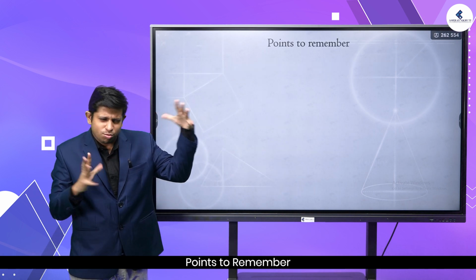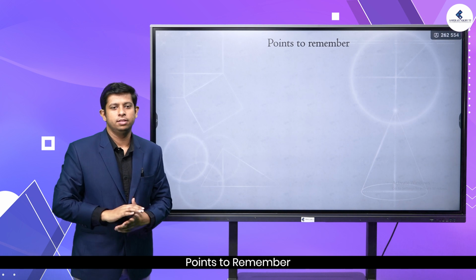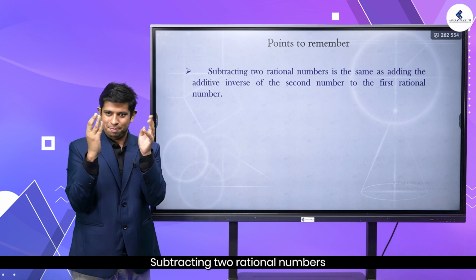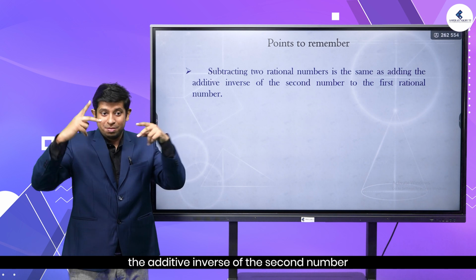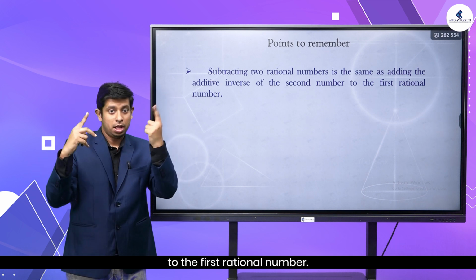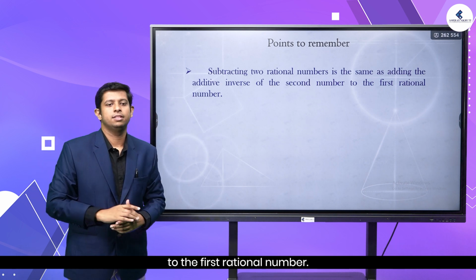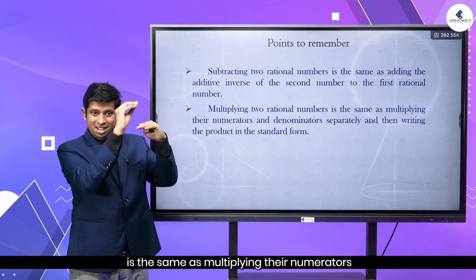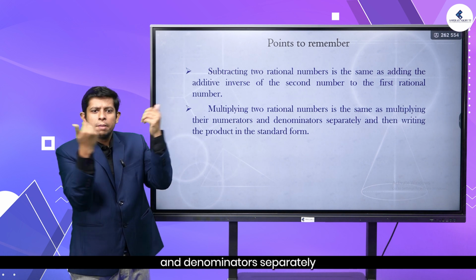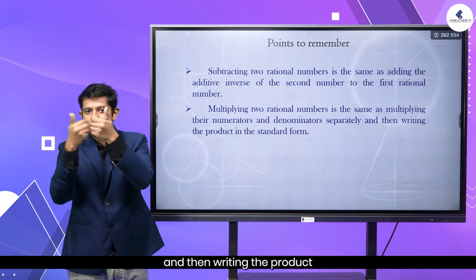Points to remember. Subtracting two rational numbers is the same as adding the additive inverse of the second number to the first rational number. Multiplying two rational numbers is the same as multiplying the numerators and denominators separately and then writing the product in the standard form.